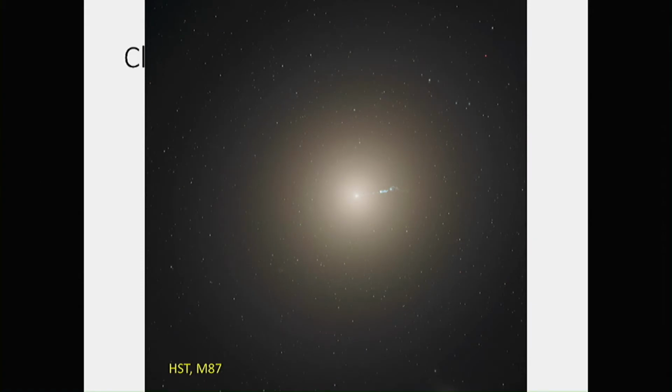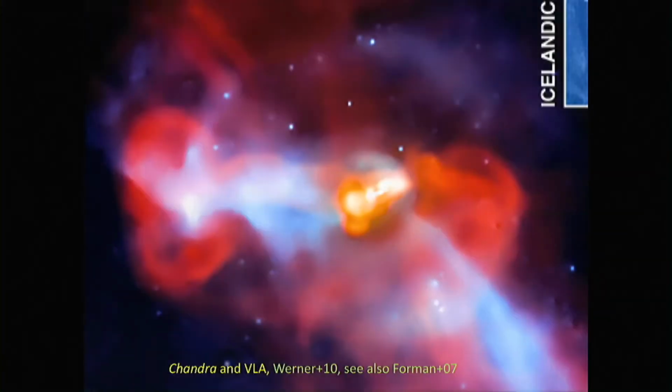Another example, one of the most nearby galaxy clusters, the Virgo galaxy cluster. Optical image again looks like a very boring galaxy except for this jet coming out. And then again, if you look in X-rays or even actually radio emission, you really see where the action is going on.